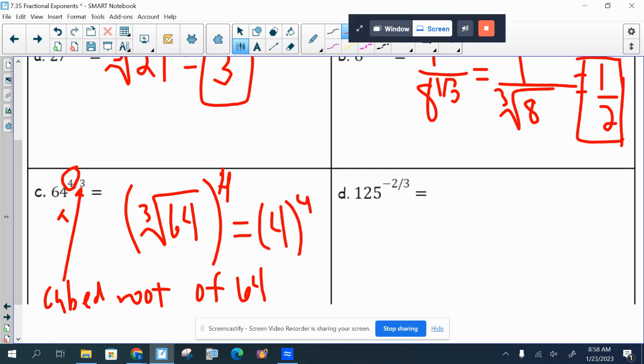And then 4 to the 4th power, you would have to do 4 times 4 times 4 times 4, which is like doing 16 times 4 or 64 times 4. And I'll save you some mental math. It's 256.